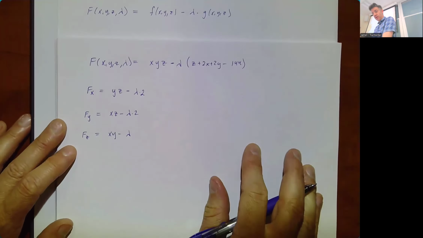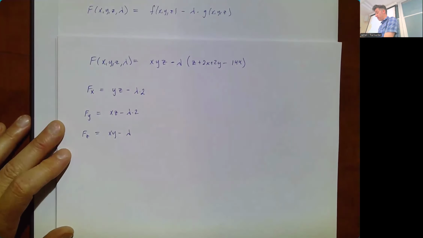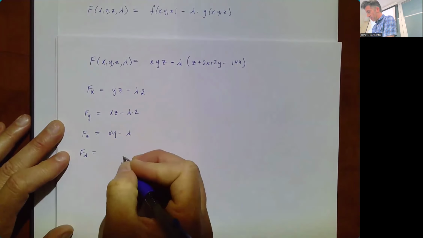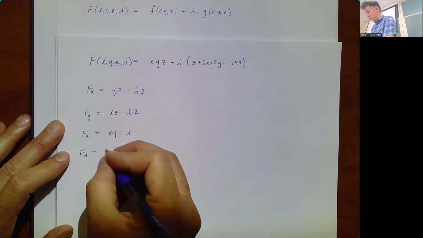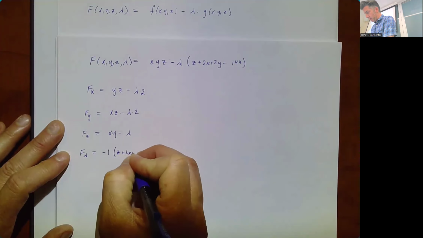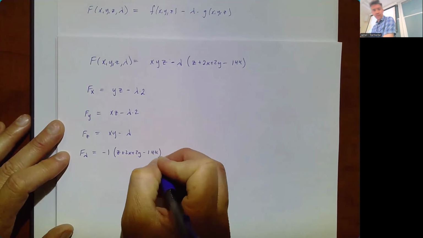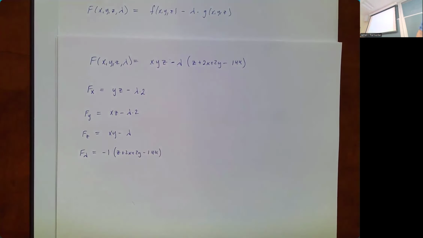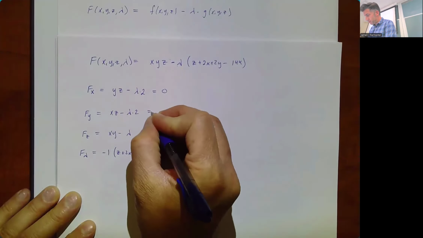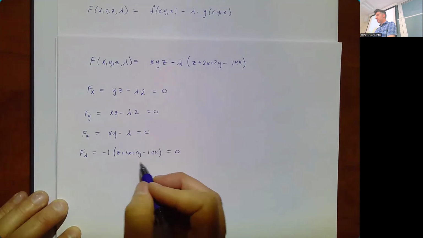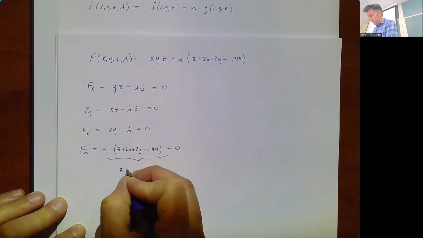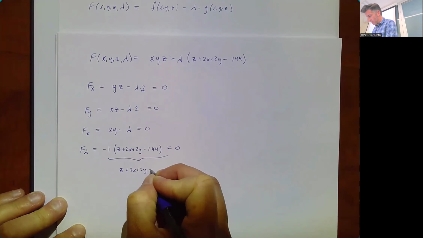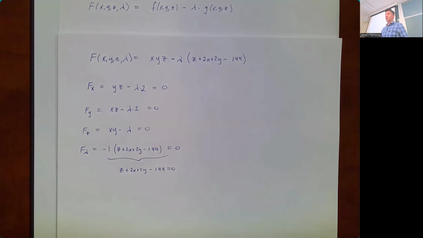And finally, something I don't think you need to write, but I'm going to write that anyway, the partial with respect to lambda is going to be, well, that's a 0 there, the derivative of xyz is 0 as far as lambda is concerned. And you're going to get a minus 1 times z plus 2x plus 2y minus 144. And the reason I don't think you need to actually write down this part is because the next step is we set all of our partials equal to zero. But setting this equal to zero, if you multiply both sides by negative one, this is equivalent to just saying z plus 2x plus 2y minus 144 equal to zero. This is just your constraint.